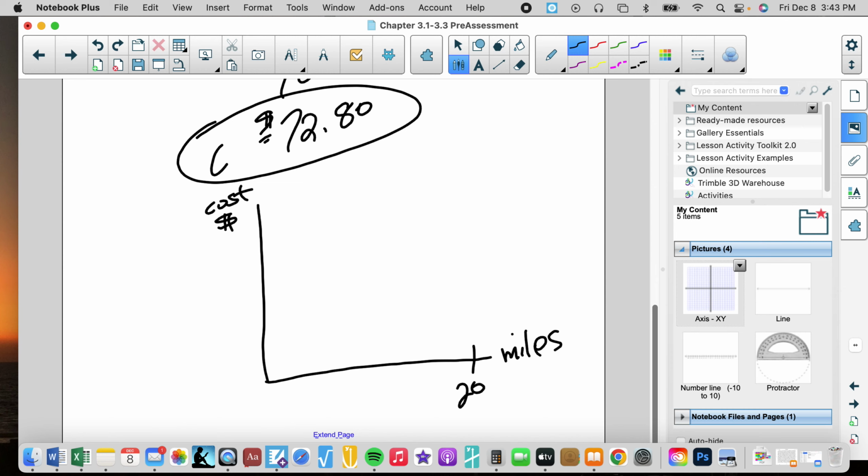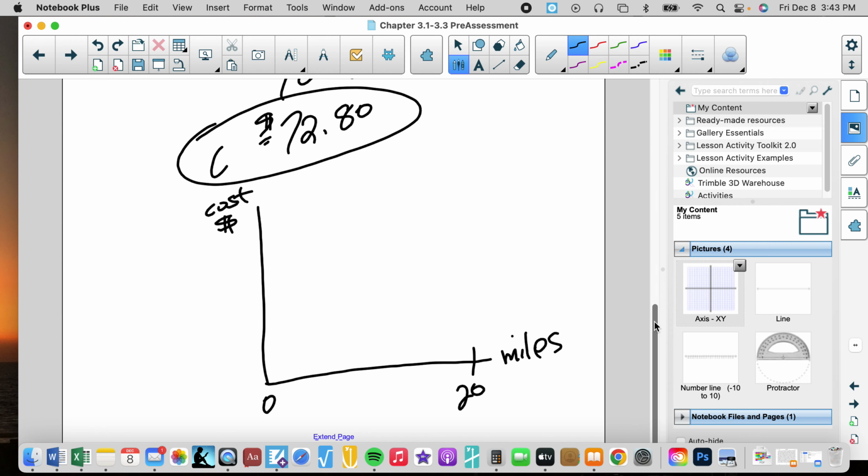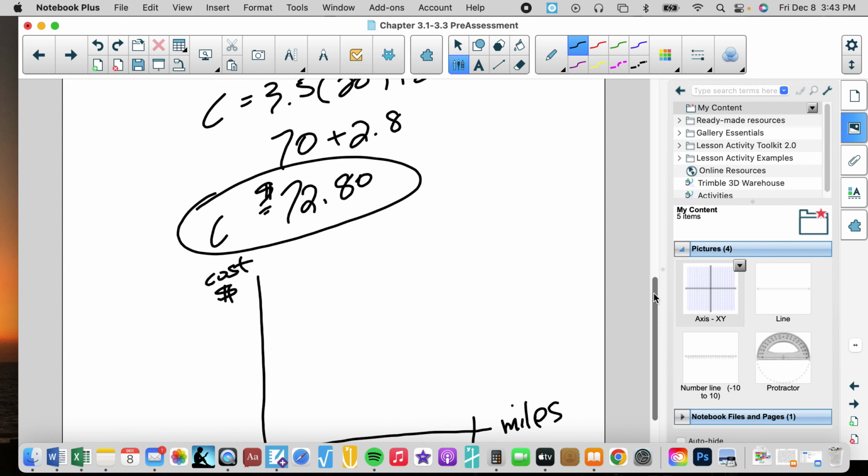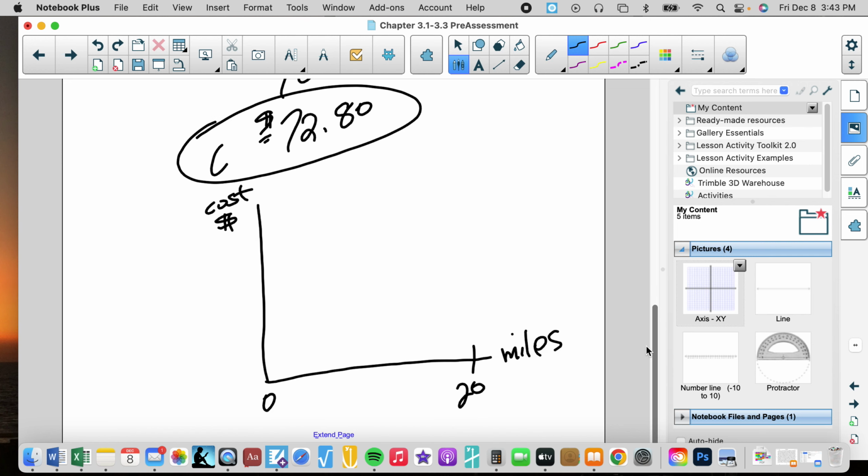If I travel 0 miles, do you know what my cost is going to start at? That's a trick question. If I have 0 miles, how much money is it going to cost me? Not zero. A lot of people would say, well, you haven't gone anywhere. But remember, it costs $2.80 to just get in the cab. So this is going to be your first data point. And then after 20 miles, it's going to cost you $72.80.